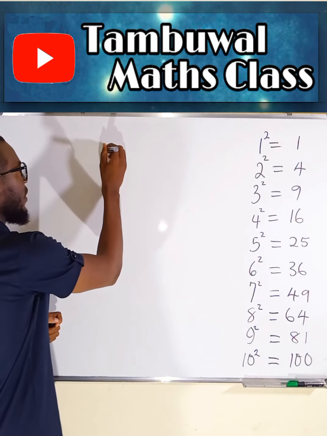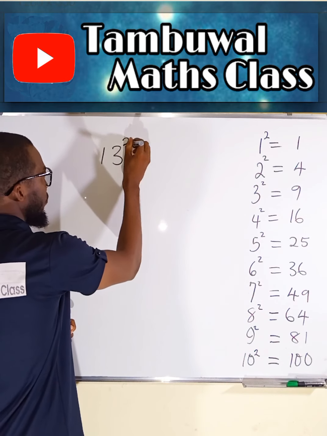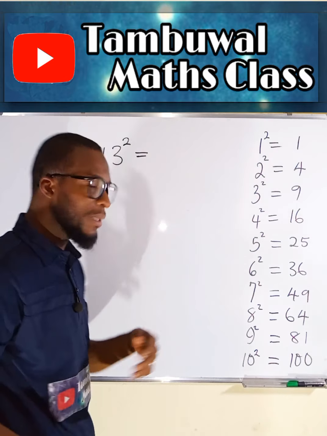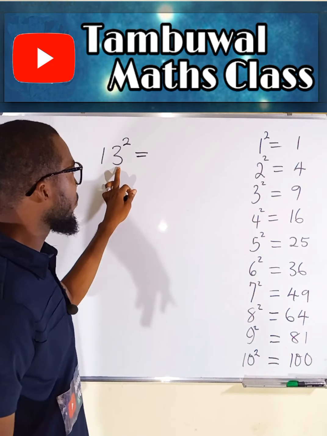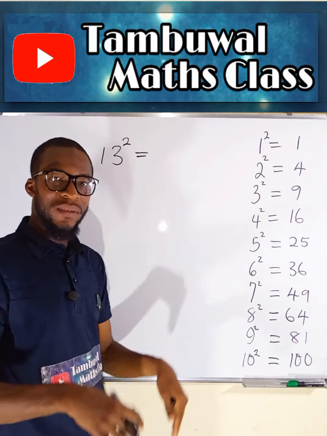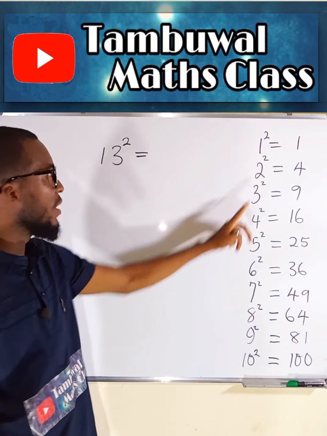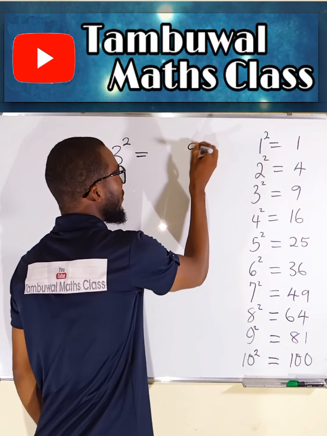So let's start with 13 squared. 13 squared means 13 multiplied by 13. You take the last digit and multiply it by itself. 3 times 3 is 9. You can see it from here. 3 squared is 9, and this is going to be our last digit.